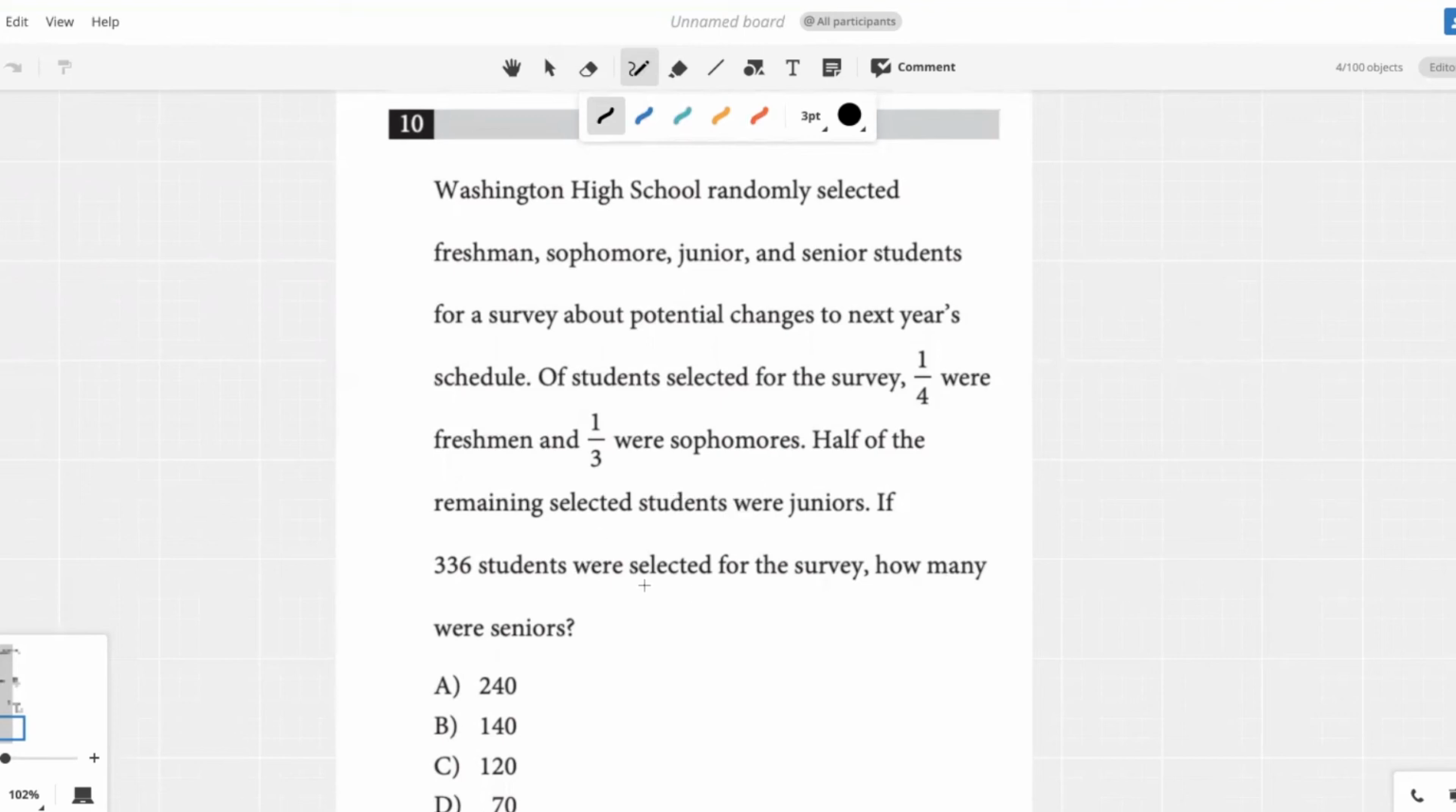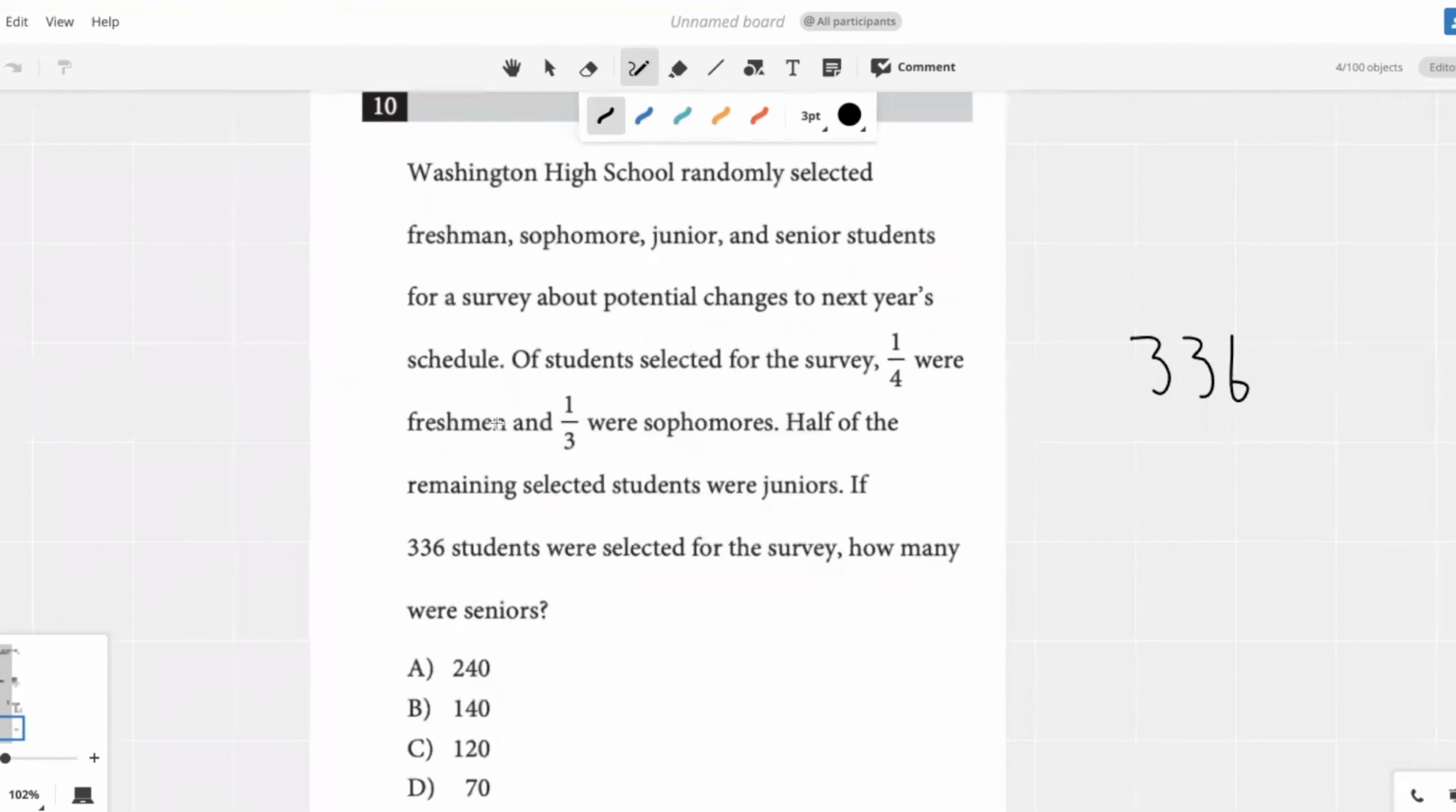So to find the number of seniors, we kind of just need to work backwards and find the number of freshmen, the number of sophomores, and the number of juniors first. So we're given that 336 is our total amount. And first, let's start off by finding the number of freshmen. So 1/4 of 336. For this one, you will need your calculator. So we're just going to plug in 336 divided by 4, and that should give us 84 freshmen. So let's just write 84F.